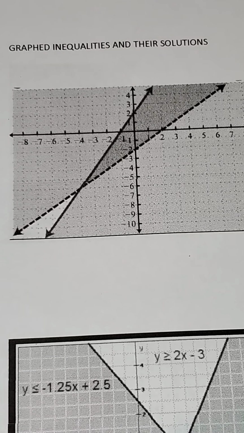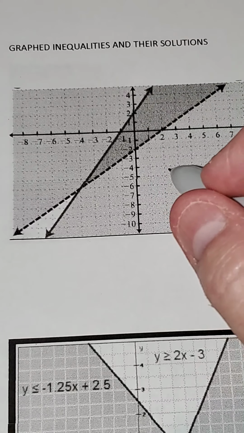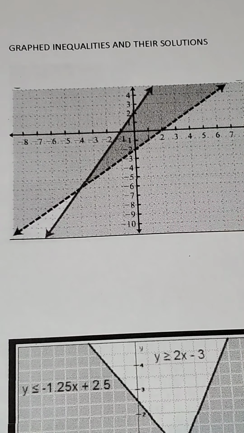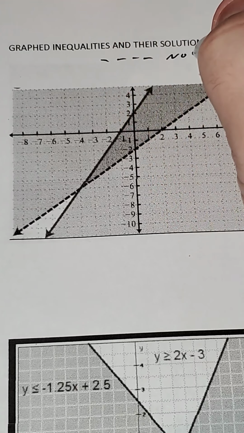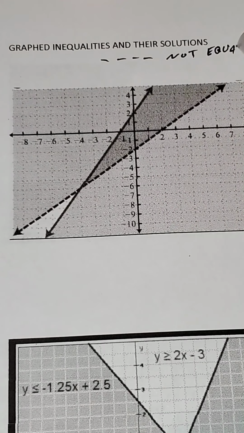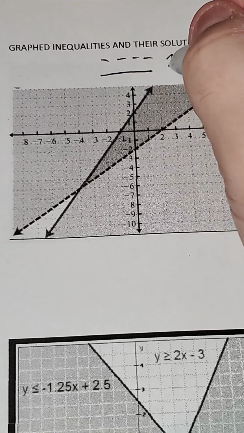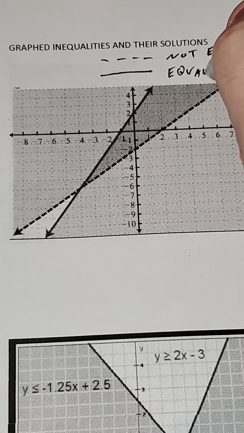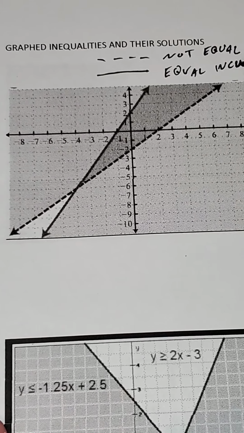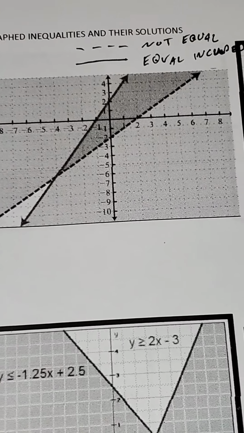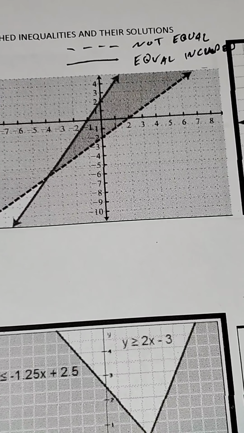Anyway, we're going to deal with graph inequalities, and we're not going to really overly do this today. We're just going to simplify this a lot. Remember, anything on a dashed line means not equal, and anything on a solid line, not only does it mean equal, it means included. Sorry, you can't really see that over there. It means included. Okay. And included means it's part of the answer.